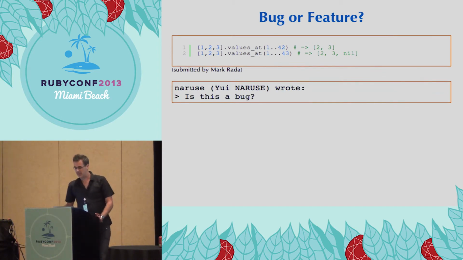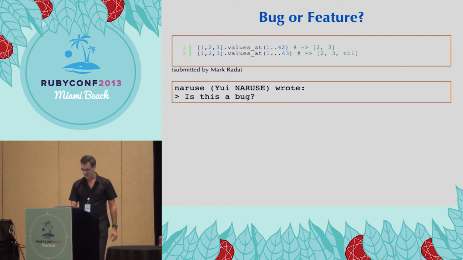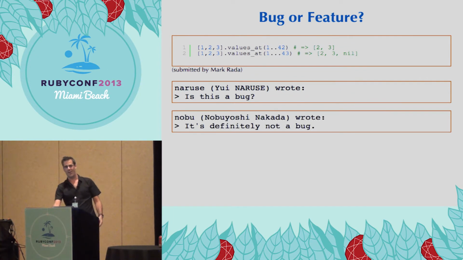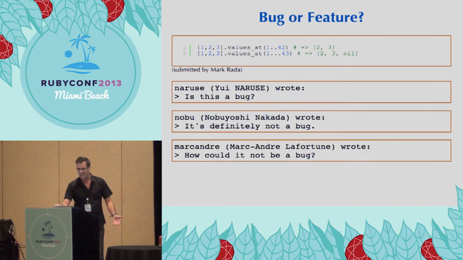Don't be ashamed, because when this was submitted by Marc-André on the mailing list, the first response was from Yui Naruse. He's another C committer. He's responsible for the upcoming Ruby 2.1, he's the release manager. He worked a lot on multilingualization, and he does a whole lot of stuff. He also commits a lot to Ruby Spec. He's like, is this a bug? I'm not sure. Nobu said, it's definitely not a bug. So everyone that raised the green check mark can feel confident that Nobu agrees with you. But I was like, no way. This has to be a bug, right?